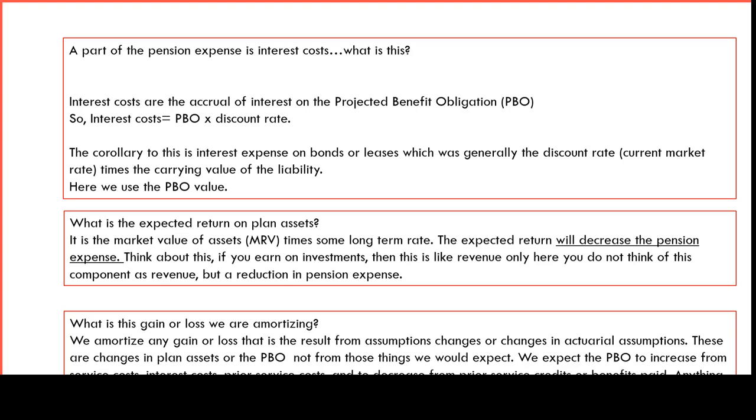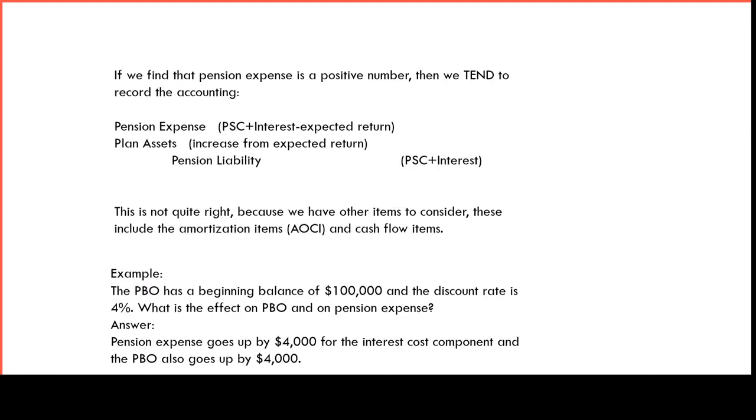So a gain or loss that gets amortized and comes into pension expense is either going to be a debit to pension expense or a credit to pension expense. And this is because we really have too much happening in the OCI account. The AOCI is growing at too great a rate.